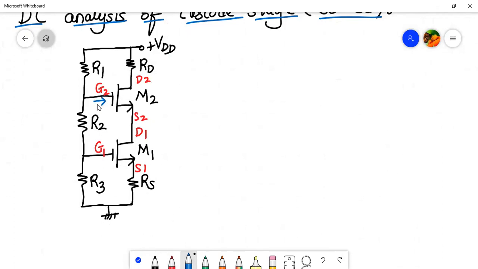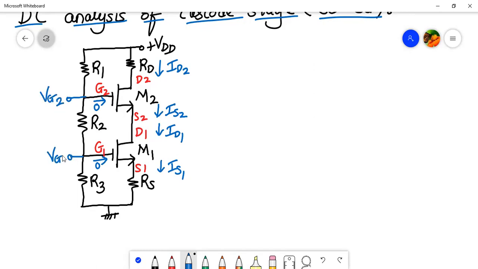Here the current flowing into the gate terminal will be 0. So IG1 and IG2 will be 0. Then the current flowing through the RD resistor is ID2, which is the same as IS2, which is the same as ID1, which is similar to IS1. So all these currents are the same. And also, if I want to measure any voltage, this voltage is the VG2 DC voltage, and this voltage over here, measured with respect to ground. Okay, so don't forget that they are measured with respect to ground.